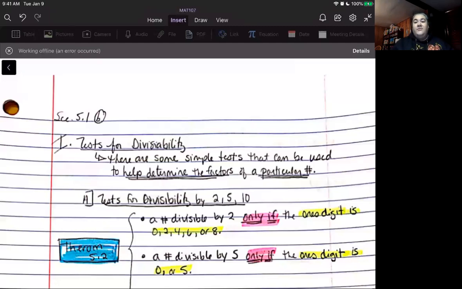So let's get started. If you recall, on Monday, when we started with section 5.1 part A, we left off by having a conversation about divisibility. We had started that section by talking about factors, figuring out what created factors. We talked about prime factorization and how to find it. And we left off by discussing divisibility.